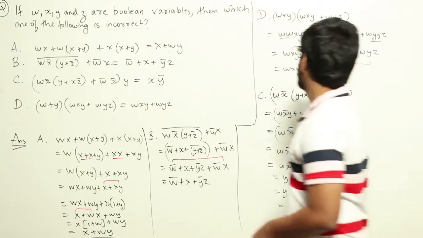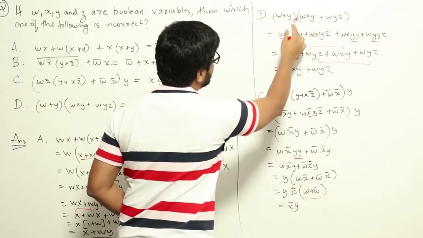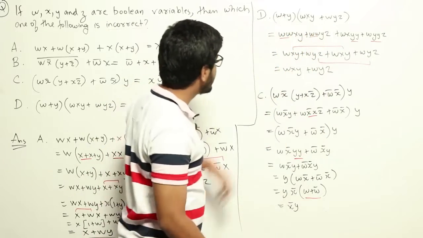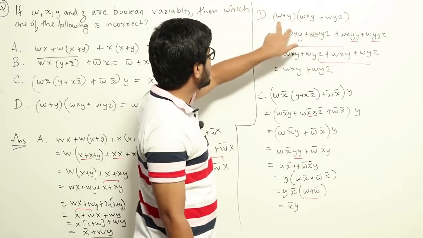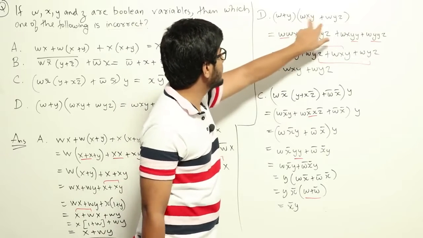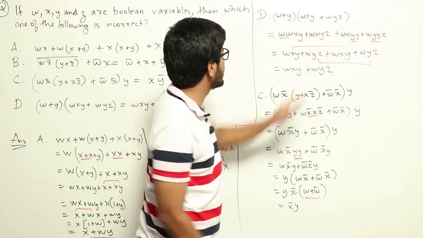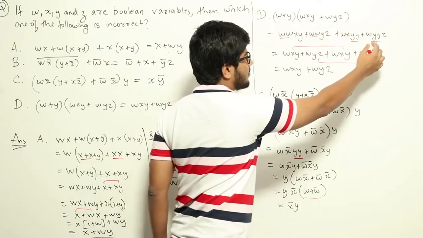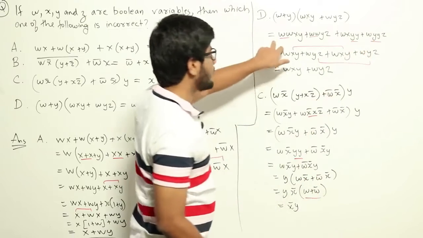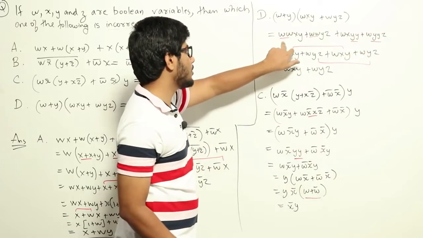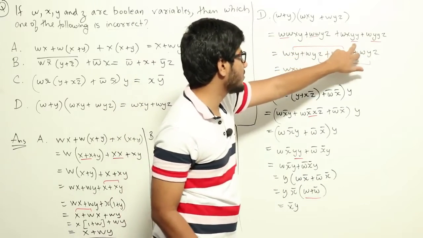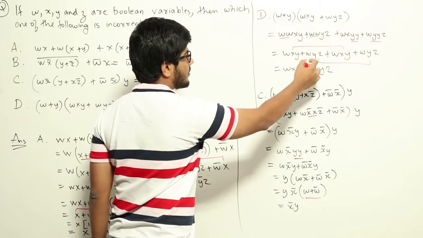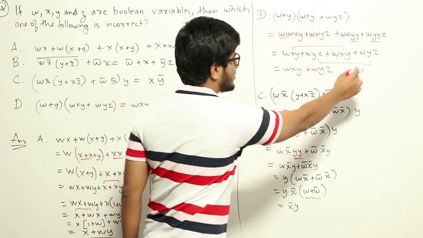We look at statement D here. So D is w plus y into wxy plus wyz, that I can expand and write w into this plus y into this and y into this. That will be wwxy plus wwyz plus wxyy plus wyyz. Now w into w will be w only. Same here, same happens here, y into y is y. Same happens here also. So that I can rewrite as wxy plus wyz plus wxy plus wyz.